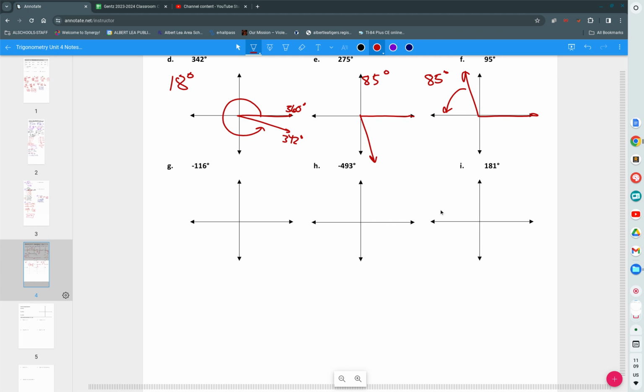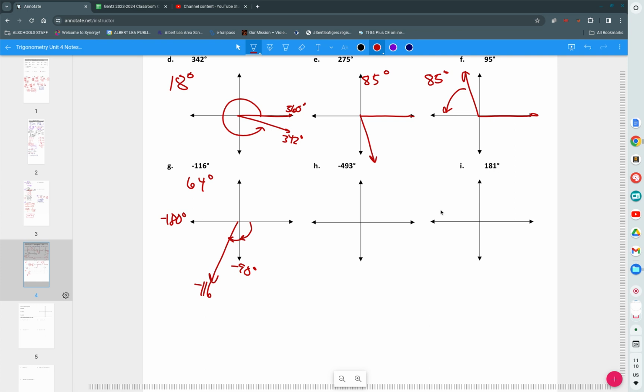How are the next two different? They're negative, and so your reference angle will still be positive, but let me show you how to think about this. Negative 116, that would be, let's see, this is negative 90. This would be negative 180. So negative 116 would be about right there, okay? So I just want to think of how many additional degrees would you turn to get from 116 to 180? 64 degrees. Your reference angle will always be positive.